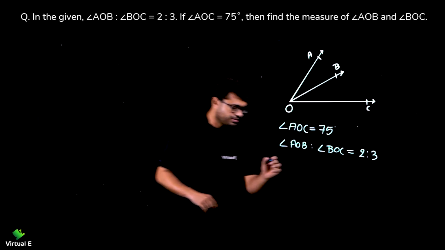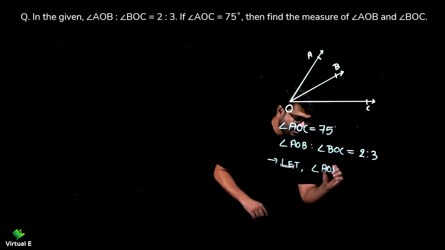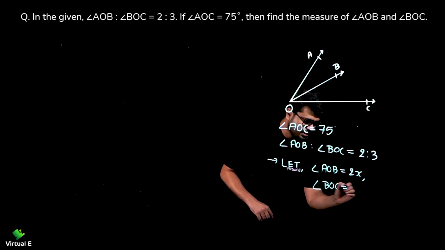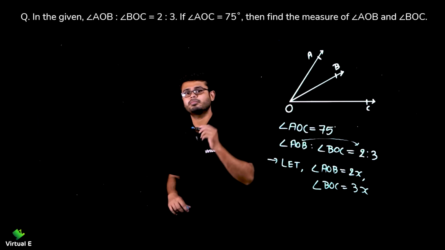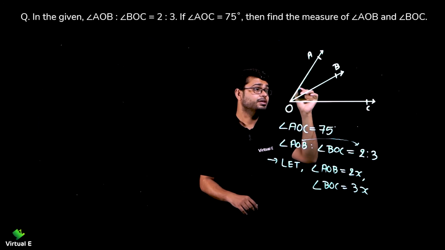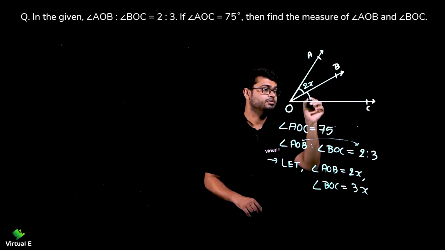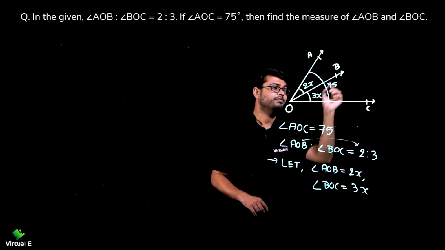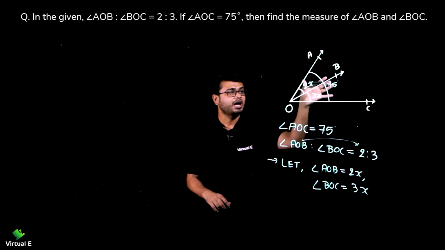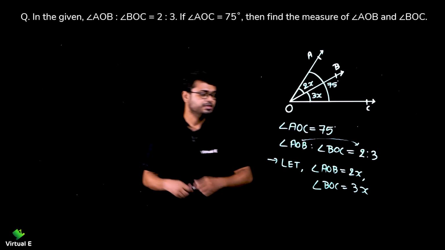2x and 3x. So let's write here that let angle AOB is equal to 2x and angle BOC is equal to 3x, right? First goes with first and second goes with second, remember. Now we can mention here that this is AOB, that is 2x, and BOC, that is 3x. And this complete angle is what? Of 75 degrees. So if I add both of them, I'm going to get 75, right? That's very logical. So let's apply the concept and get the answer.